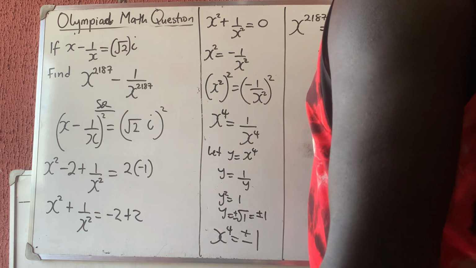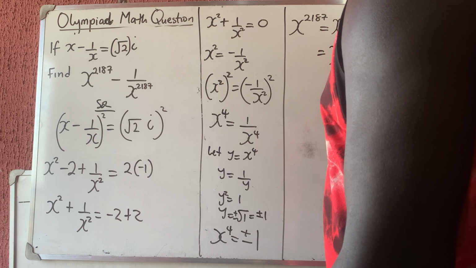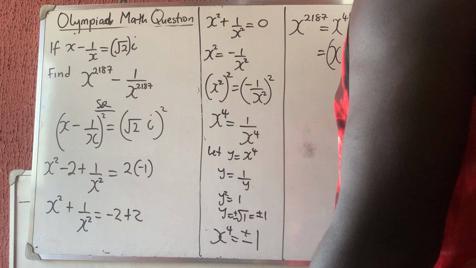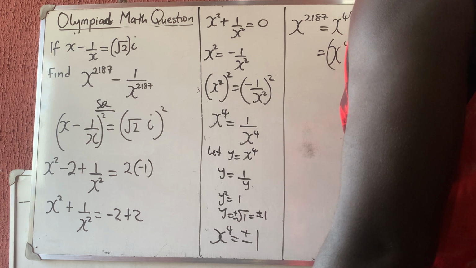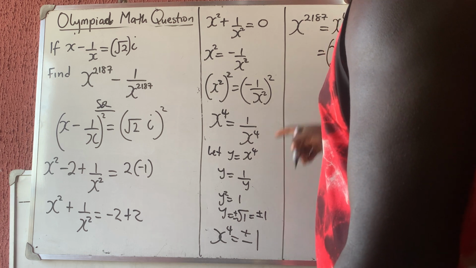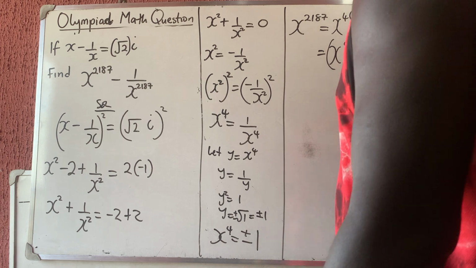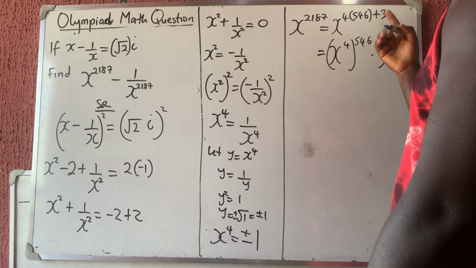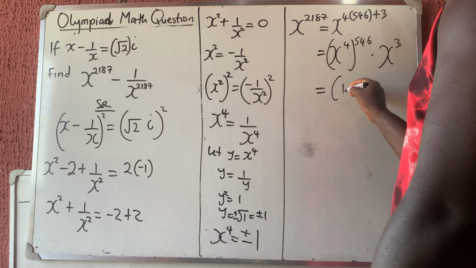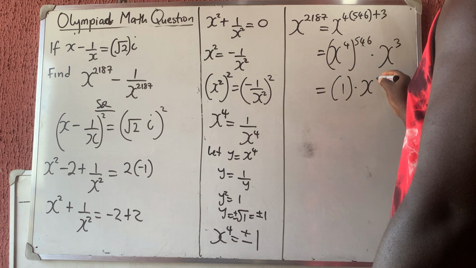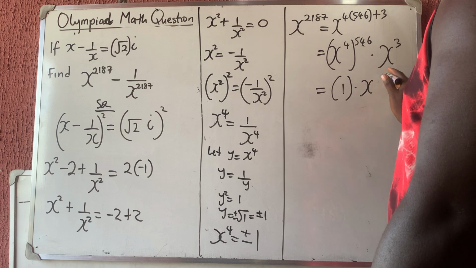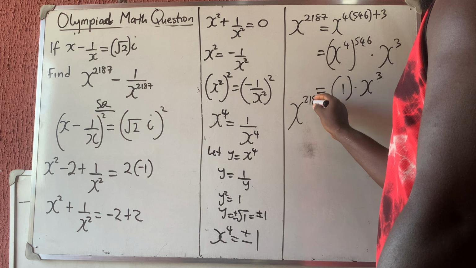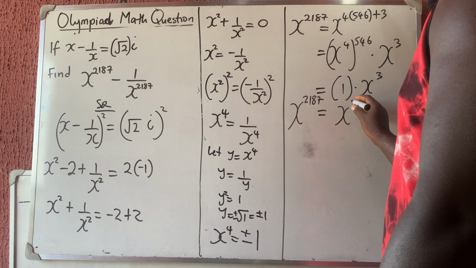So now, according to indices, we can separate. This is x raised to power 4 all raised to power 546 multiplied by x raised to power 3. Now if we take that x raised to power 4 is 1, raised to power this is still 1. If we take that it is minus 1, raised to power this is still 1. So this is equal to 1 multiplied by x raised to power 3. So we have reduced x raised to power 2187 to x raised to power 3.